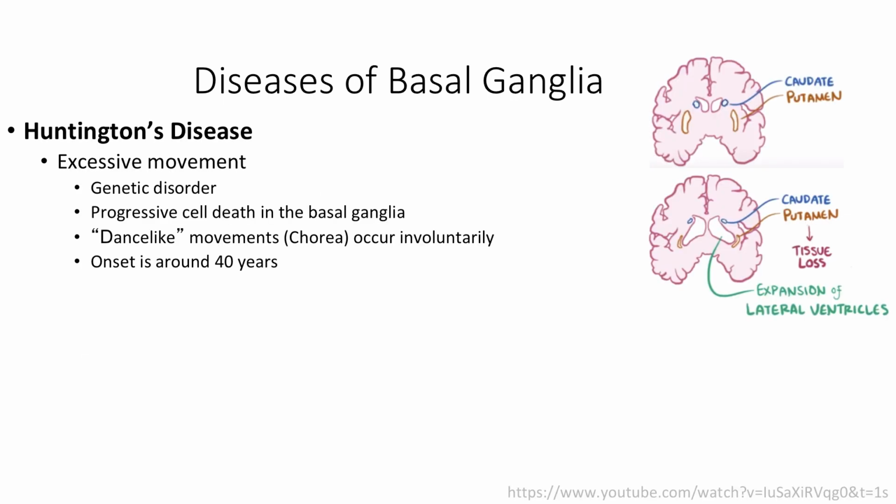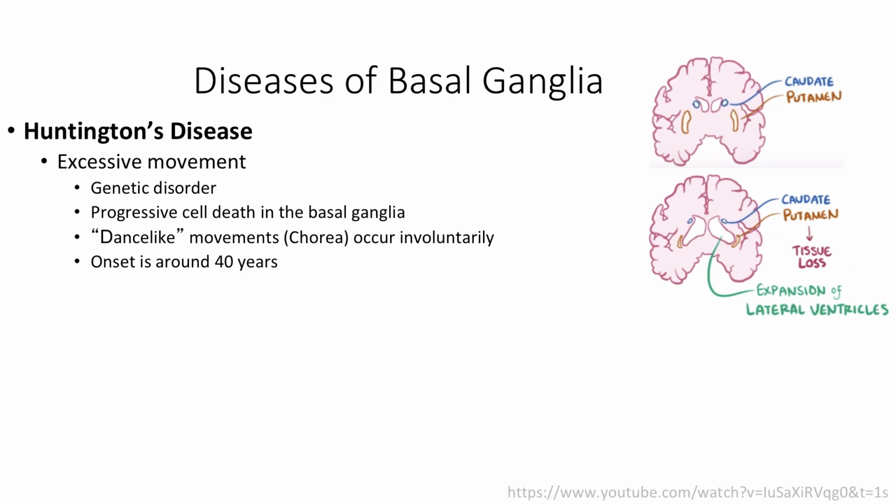Okay, so in Huntington's disease, the cells in the basal ganglia progressively die off. And as these cells die, involuntary body movements start occurring. So movements in Huntington's disease are kind of like dance-like movements, and that's why they are called chorea, which means dance in Latin. The onset of the disease is about 40 years.